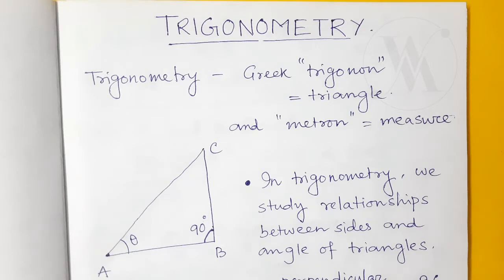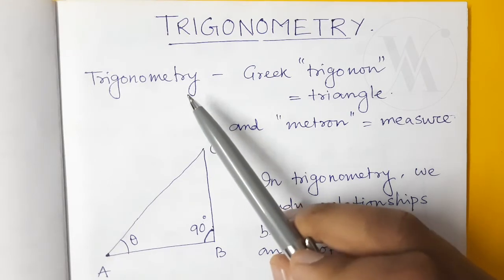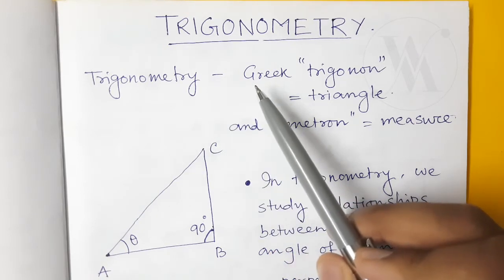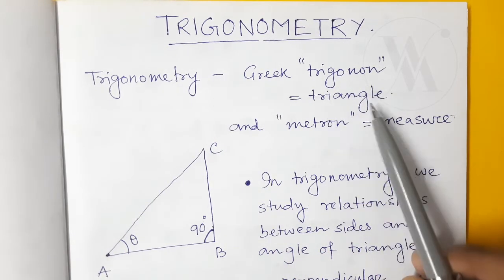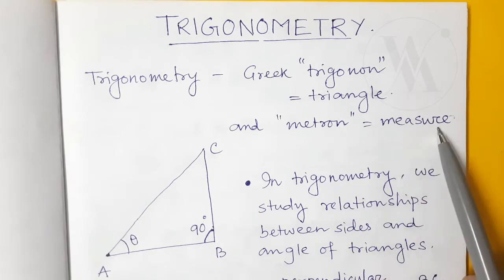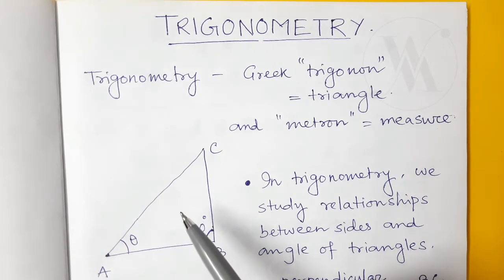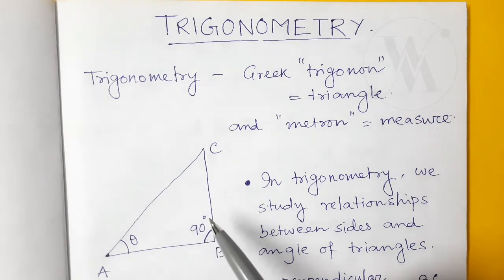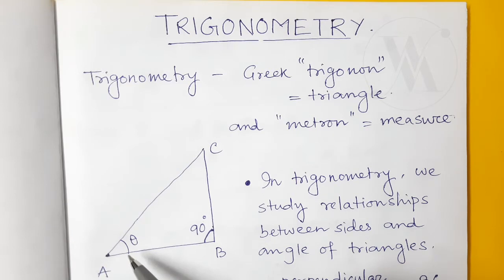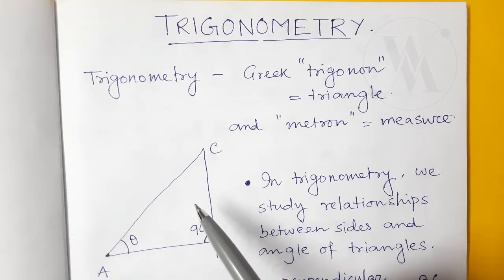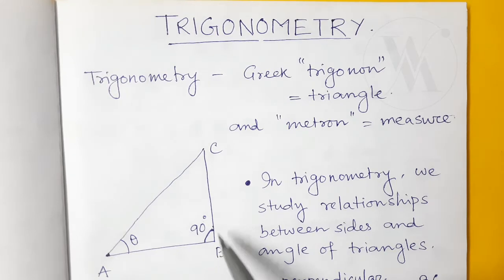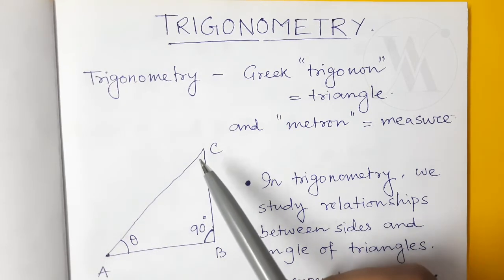Okay, so let's start. Trigonometry, this word came from two Greek words, trigonon, which means triangle, and metron, which means measure. In trigonometry, we study relationships between sides and angles of triangles. Okay? So, consider this triangle. This is a right angle triangle, this angle is 90 degrees and this angle is theta. In this right angle triangle, AB is the base, BC is the perpendicular and AC is the hypotenuse.